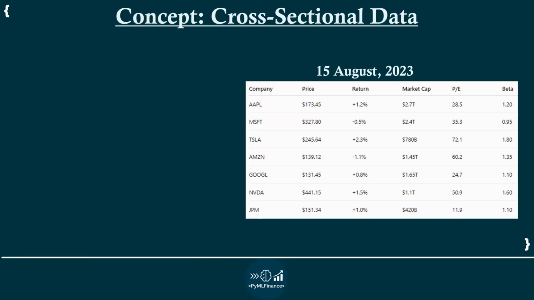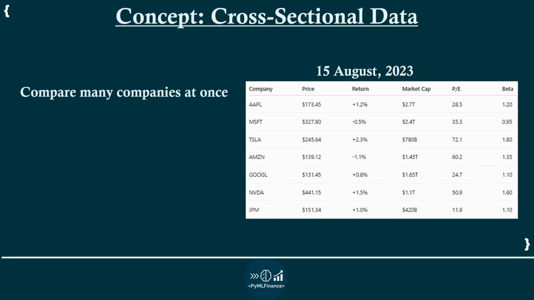This type of data is called cross-sectional data. It refers to observations across multiple entities at a single point in time. In finance, these entities are usually firms, stocks, or assets. The key idea is simple. We fix a point in time and we observe many entities at the same time. So instead of tracking one company over time, we compare many companies at once.